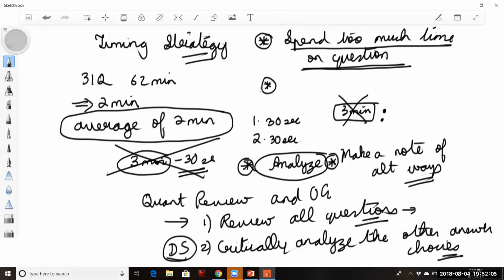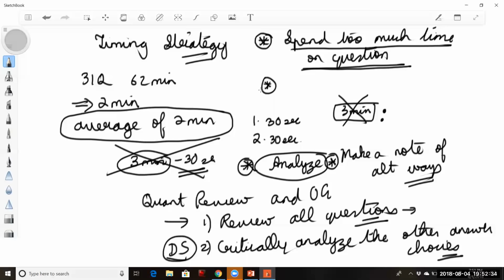For those who are typing in the chat window and saying the OG is not very, very tricky, yes, I agree with you. The OG is not a good resource for harder levels of questions, but think about it, it's the only resource of official questions. So even if the questions are not too hard, my advice would be still go through all the questions from the OG and the quant review. The questions towards the end of the OG are normally of higher difficulty levels because it's arranged in ascending order of difficulty.